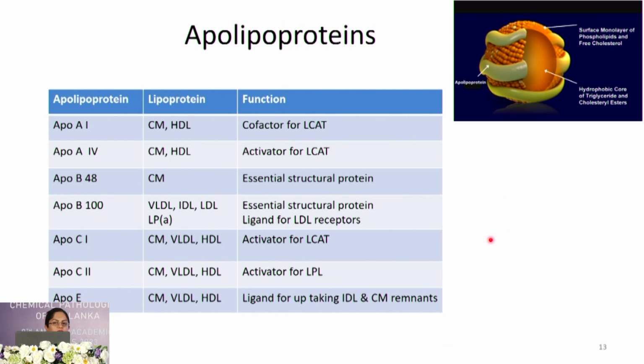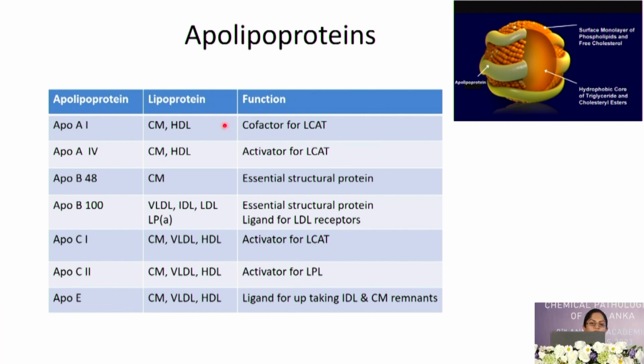We might need to know a little about the apolipoproteins, the proteins which cover the lipoproteins as we discussed earlier. So ApoA1 is seen in chylomicrons and HDL. ApoB48 is in chylomicrons, and ApoB100 is in VLDL, IDL, LDL and lipoprotein little a. Those lipoproteins are dangerous lipoproteins. Each particle has one ApoB100 molecule. That is very important for us because the testing procedures are based on these facts.